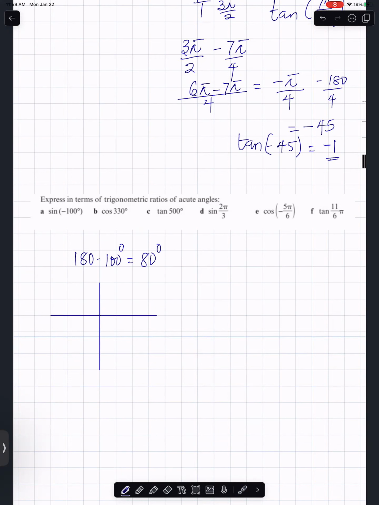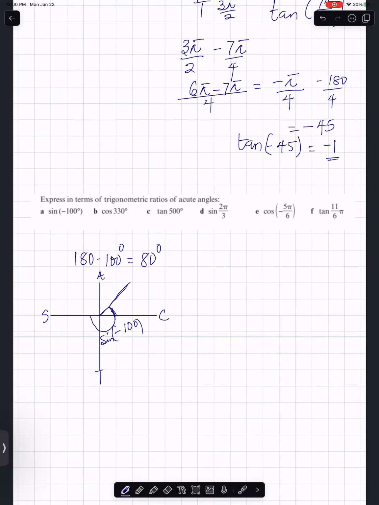So we have our sine, tan, cosine, and positive. We have the negative values for our sine theta from the second quadrant to this point here. So we have this as our sine negative 100 on this.